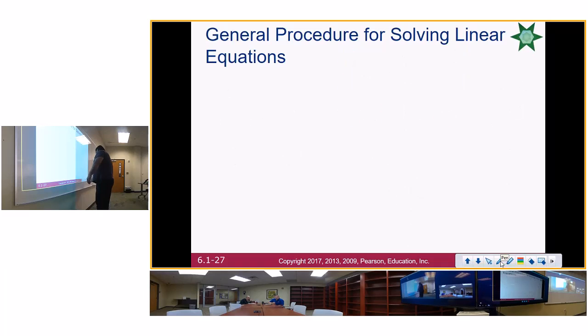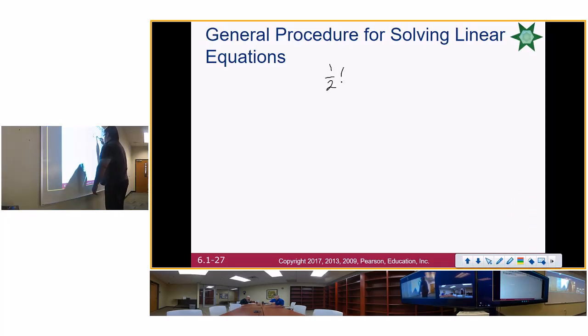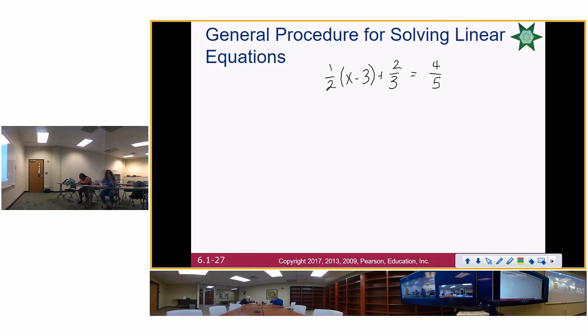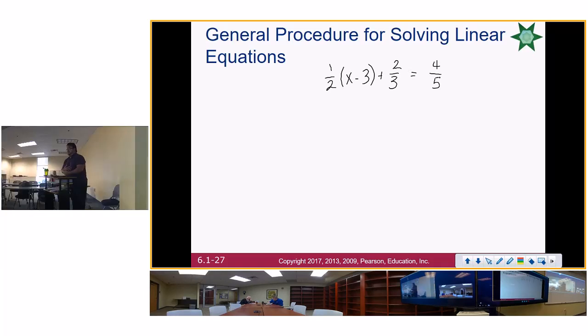Okay. Now here's another one. 1/2 times (x minus 3) plus 2/3 is equal to 4/5. Now what's the difference in this one? You've got to distribute. Well, you do not distribute first, but you have to distribute the denominator in front of the parentheses, right? So you can distribute, and instead of having 3 fractions, you're going to have 4 fractions.